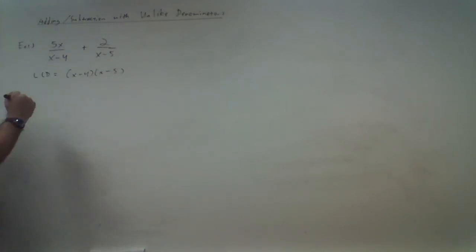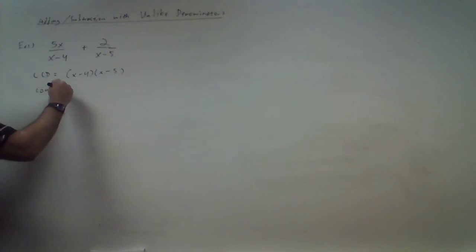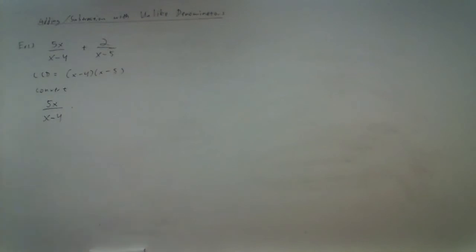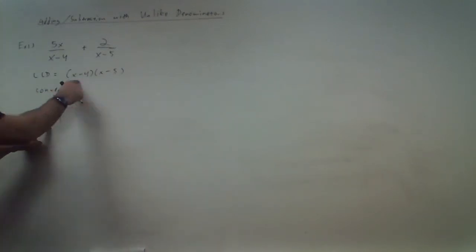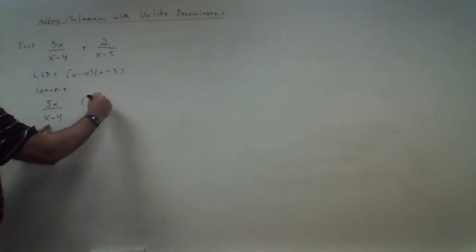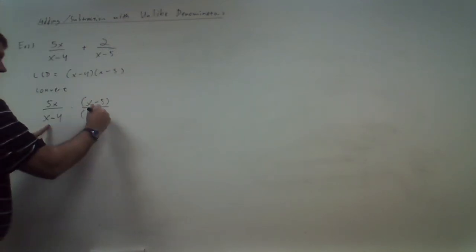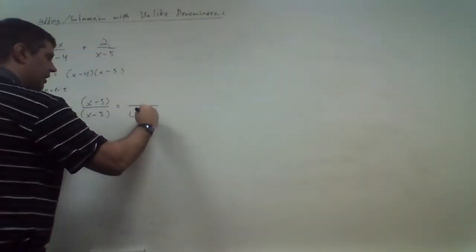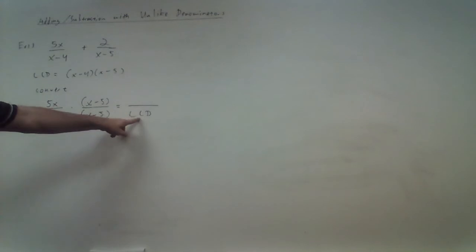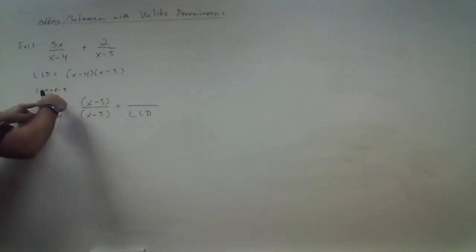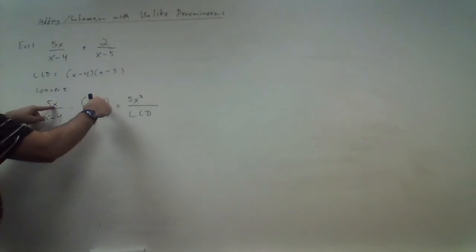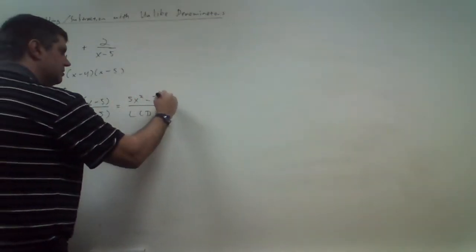Okay? Now, to convert each fraction, you multiply top and bottom by what's missing. So this one has x minus 4, it needs x minus 5. Me personally, I just write LCD here for now. Okay, now distributive property, 5x times x is 5x squared, and 5x times negative 5 is minus 25x.